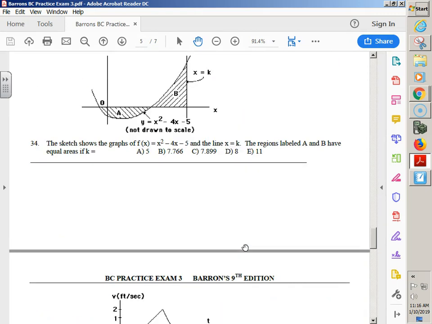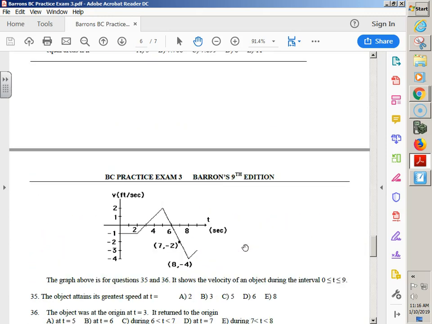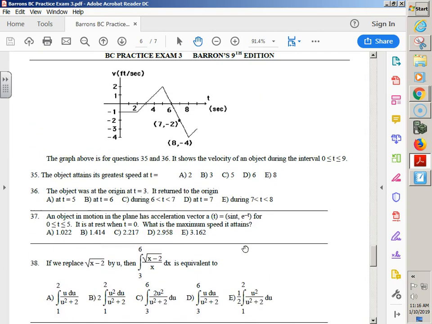Sorry, where else are we going? Anything up to the 40s? Graph of a first derivative, yeah? Well, graph of velocity. Oh, I did not know how to do that.